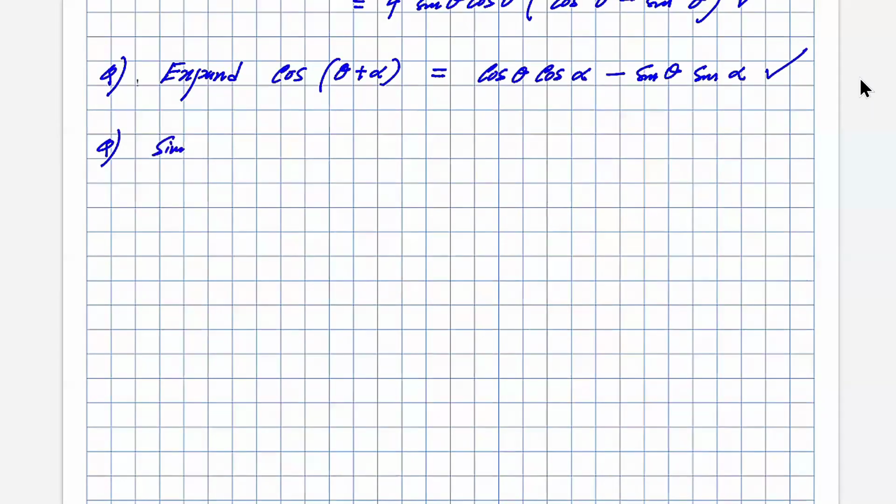Simplify sin 5 pi divided by 6 plus sin pi divided by 12. Yeah, this will go to Pranav.